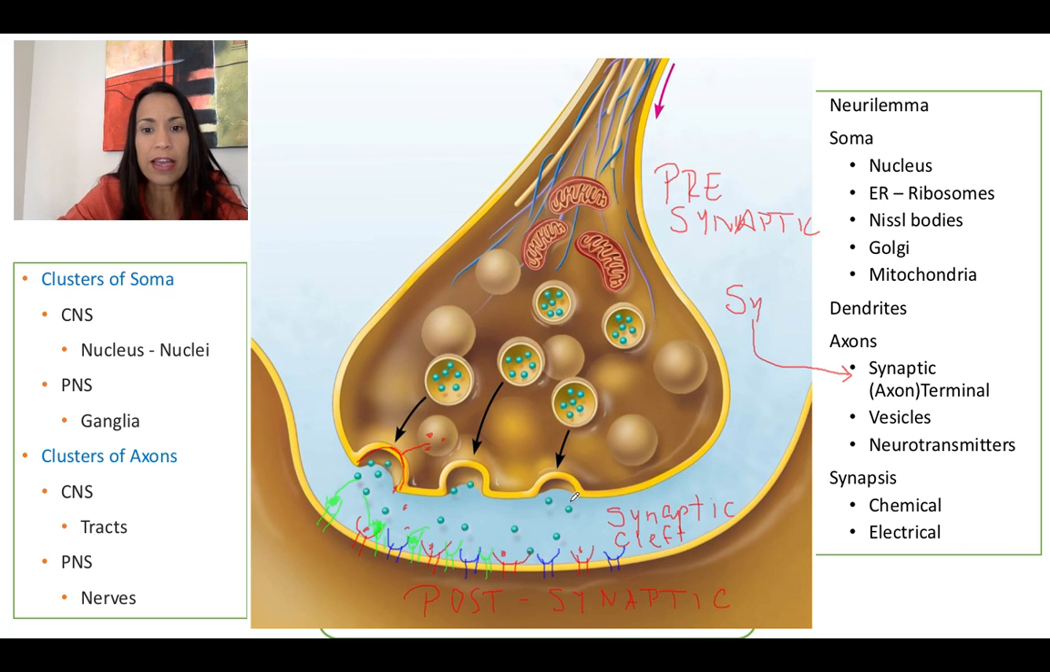Some other synapses are electrical, and we don't have the space in here. We don't have a synaptic cleft in electrical synapses. The pre and the postsynaptic membranes are touching each other, and they have gap junctions, like little tunnels, where electrical current just flows by diffusion from one cell to another one. Okay, so that was the synapse.